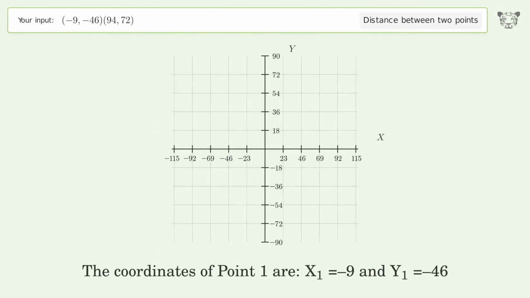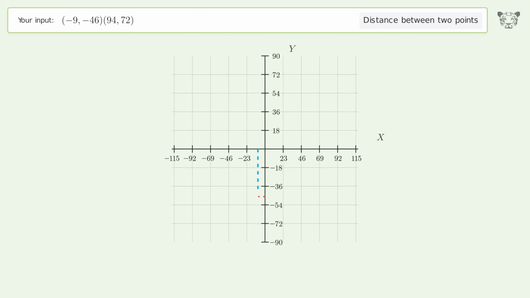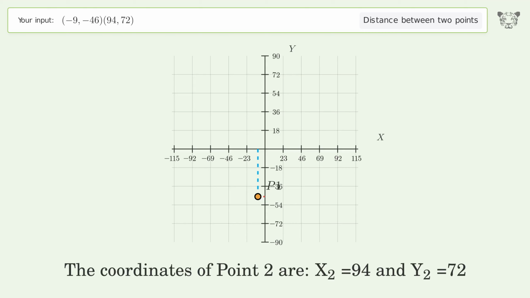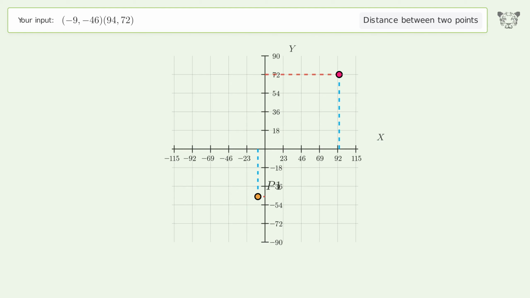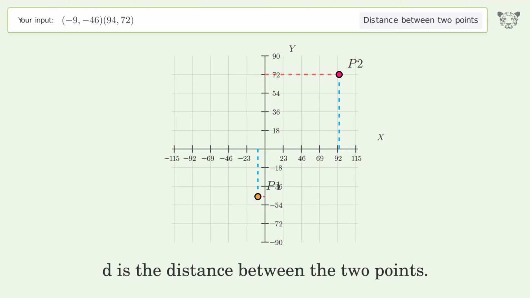The coordinates of point 1 are, x1 equals -9 and y1 equals -46. The coordinates of point 2 are, x2 equals 94 and y2 equals 72. D is the distance between the 2 points.